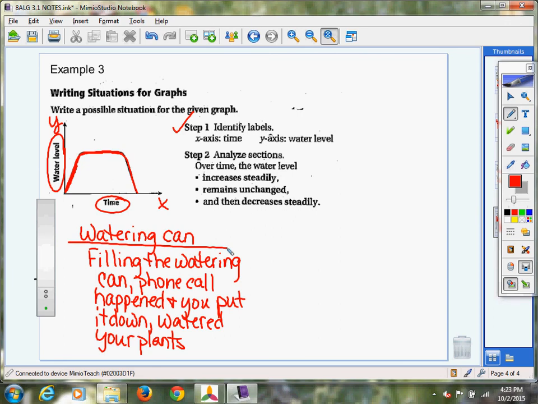Okay? So find another water situation. I don't really care what the situation is. Don't use the watering can again. But you come up with another situation here. Okay? And write it under another situation, another example for me, so as I come by I can check that.